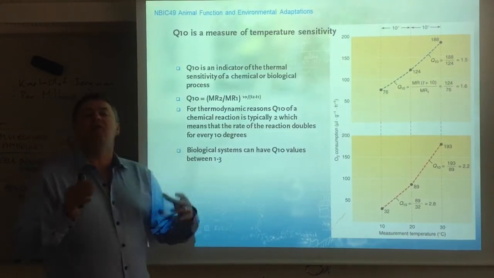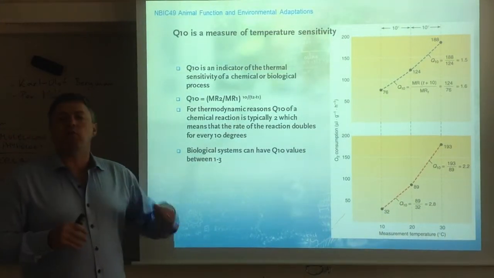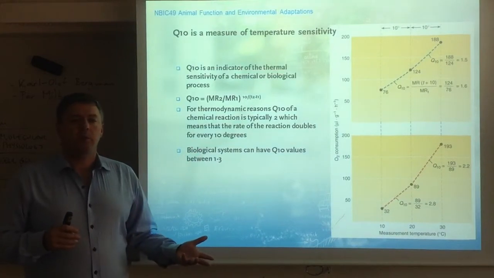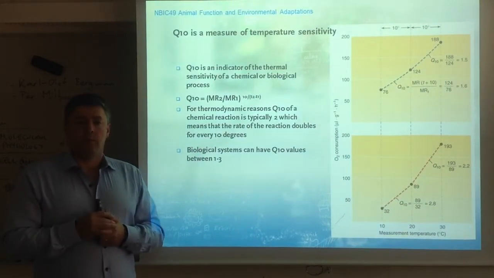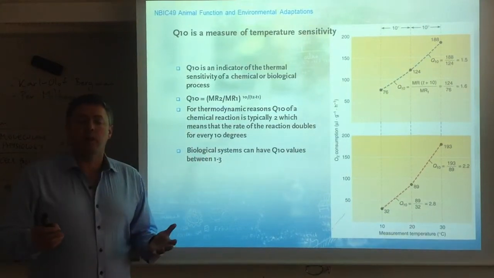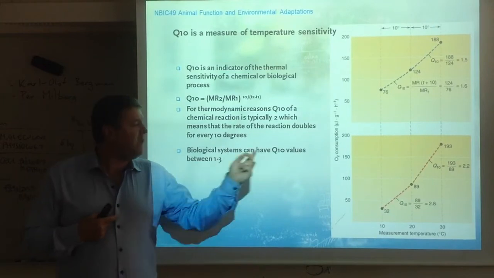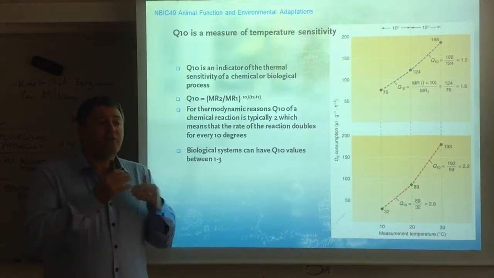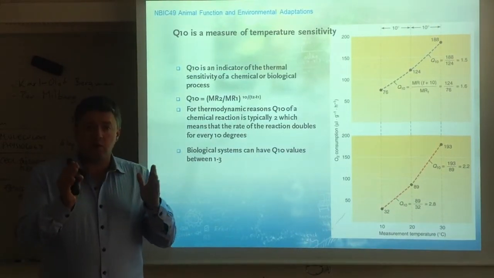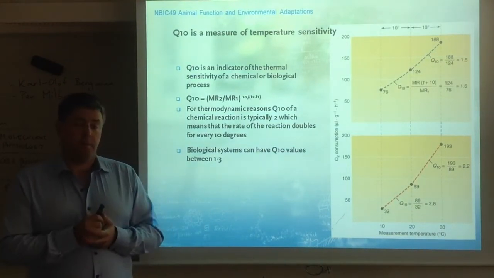So the Q10 is a measure of temperature sensitivity, nothing else. Q10 does not have to be 2, but it can be 2. Don't think in deterministic terms. Q10 can be any value. And as such, it tells us how sensitive the process is. If Q10 is very high, it means that the change for a 10 degree difference is very large. Therefore, the process is more sensitive.